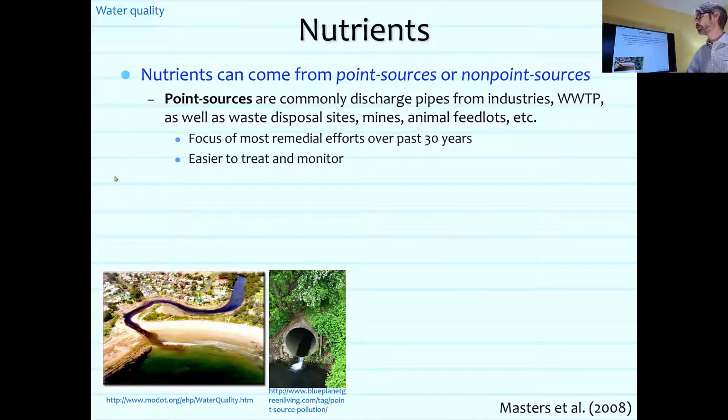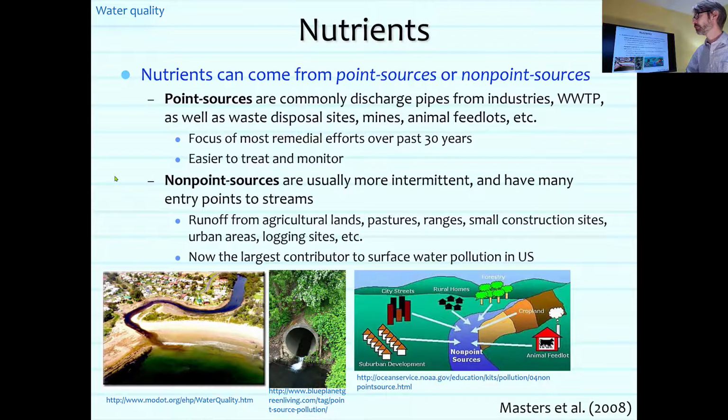Point sources are commonly discharge pipes from industries, wastewater treatment plants, or waste disposal sites, mines, animal feedlots, and so on. These have been the focus of most remedial efforts over the past 30 years to address water pollution. These are, of course, easier to treat and monitor and have been, to some degree, pretty effectively treated. Non-point sources are more difficult.